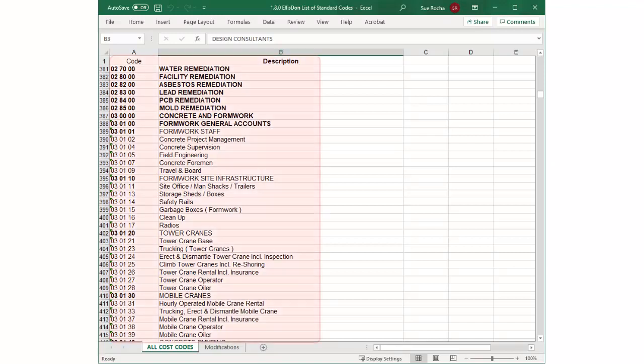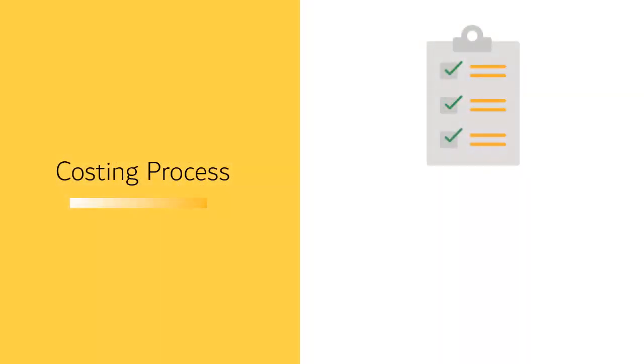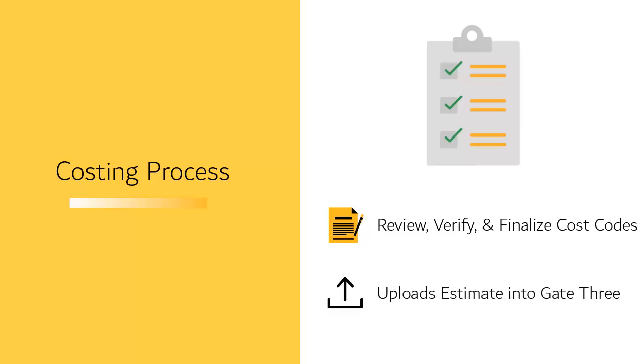This document contains a list of all the available EllisDon standard list of cost codes. EllisDon uses the 2004 Master Format specifications for construction list of codes. Once the project team has coded the estimate, costing proceeds to review, verify, and finalize the coded estimate using the standard list of cost codes as verification and uploads the cost codes into the project database.